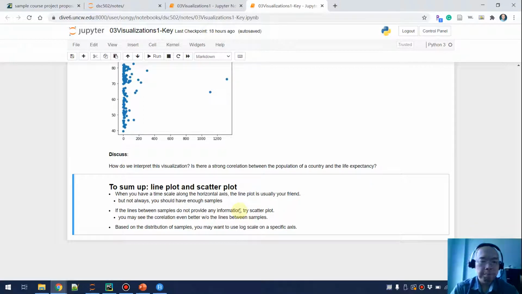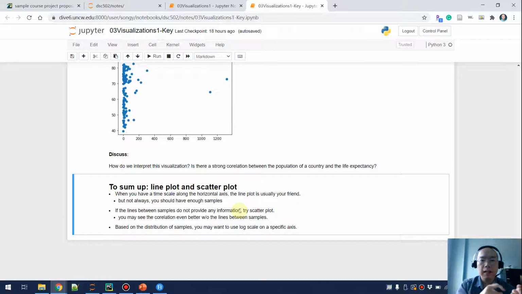Here are some of the things you want to remember. When you have a time scale along the horizontal axis, doing a line plot connecting all the dots makes perfect sense. But if you don't want to connect the dots, you only want to show the distribution of the dots, then doing a scatter, usually you don't lose too much.